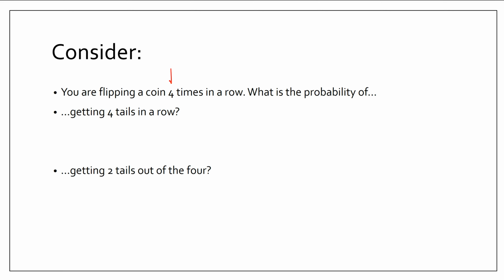Anyway, getting into it, here's the deal. We're flipping a coin 4 times in a row. Now, we've looked at this sort of problem before. How can you calculate the probability of getting 4 tails in a row? This is easy. Set up 4 slots. This one has to be a tail, this one has to be a tail, this one has to be a tail. 1/2 times 1/2 times 1/2 times 1/2 equals 1/16.